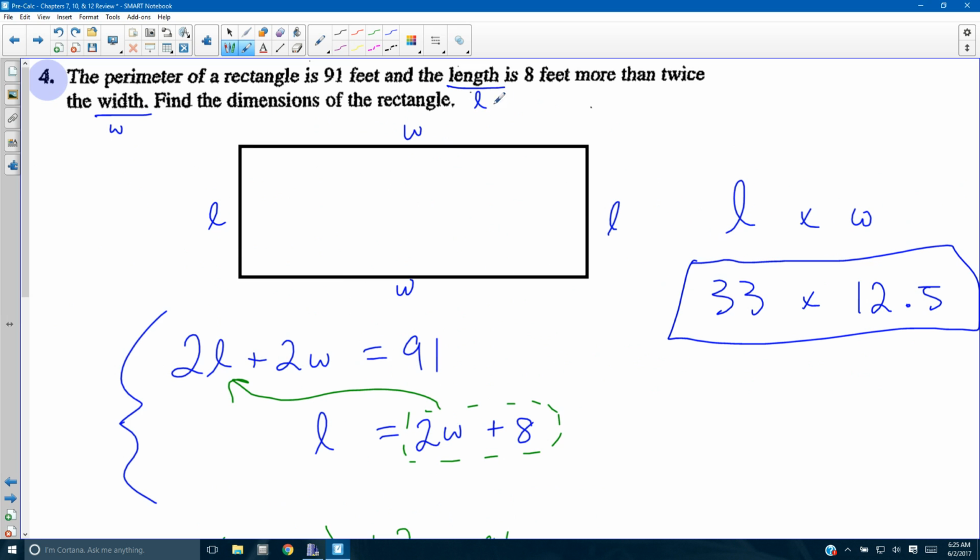Now, I mentioned defining variables. It's important to note what these variables represent, and these are the length and the width here.